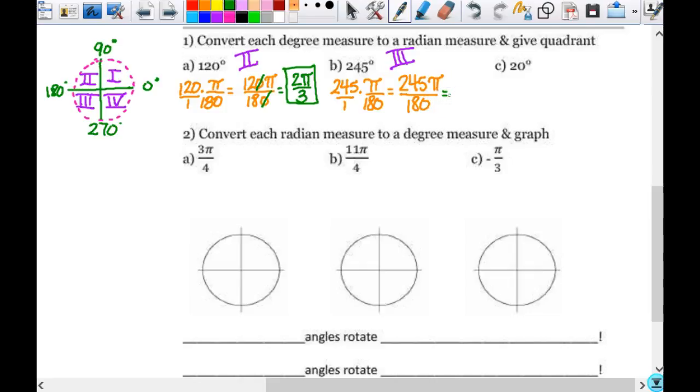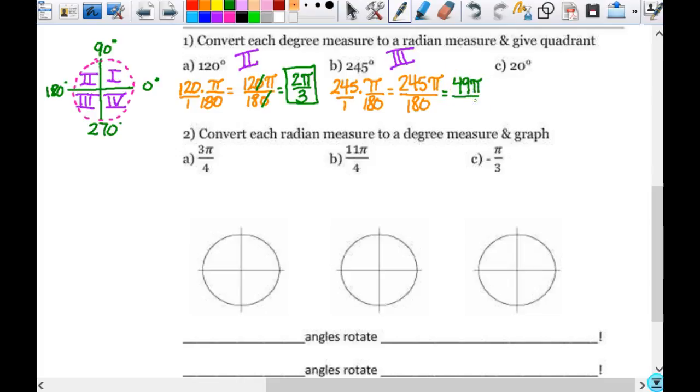So I don't have any zeros to knock out here, but what can I divide both of them by? 5. So 5 goes into 245. It goes into 24 4 times, right? With 4 left over, so it'd be 45. And then that goes in there 9 times, so I get 49 pi over.